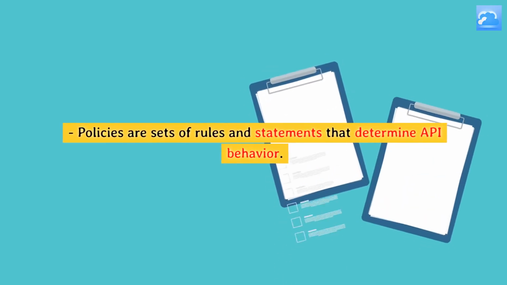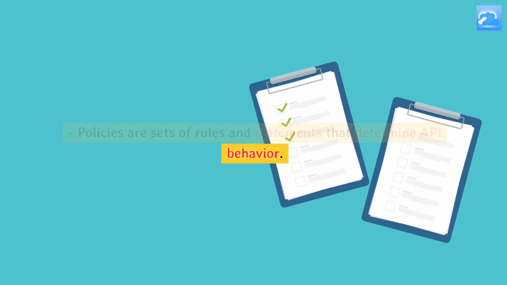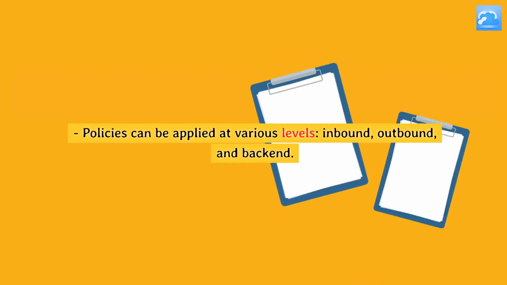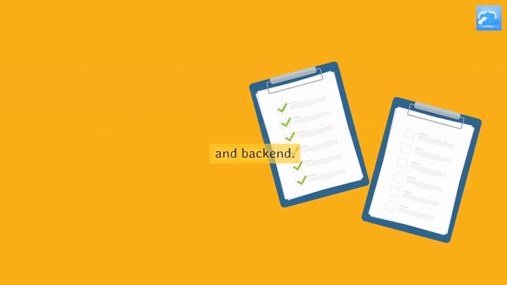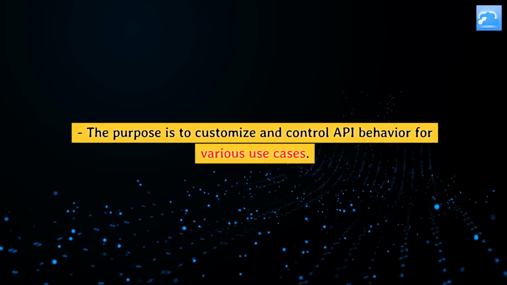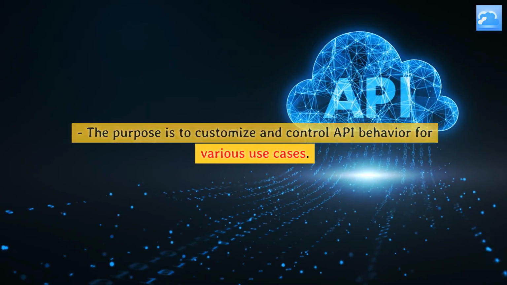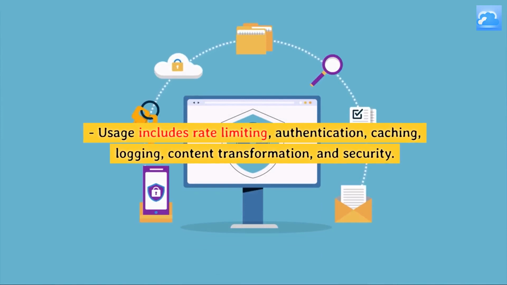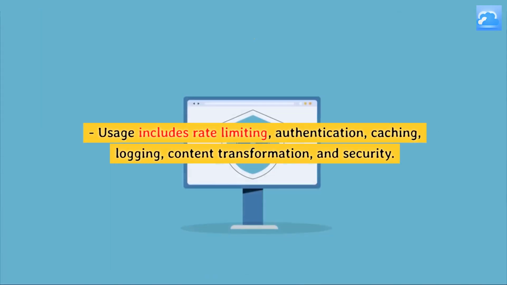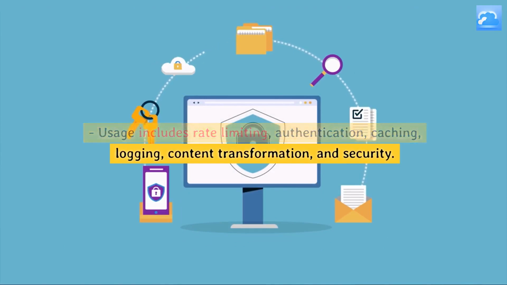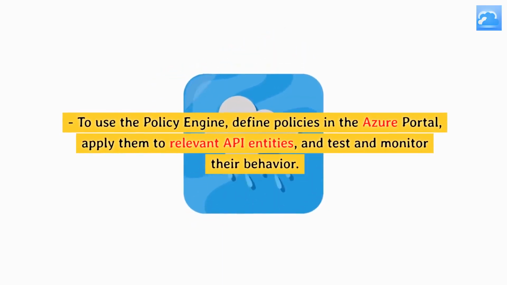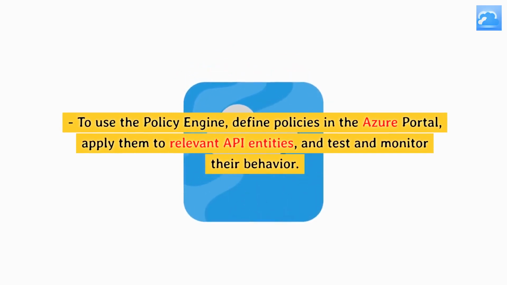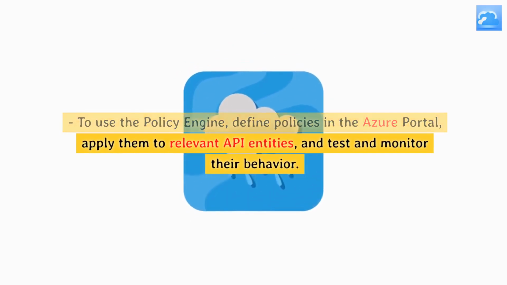Policies are sets of rules and statements that determine API behavior. Policies can be applied at various levels, inbound, outbound, and backend. The purpose is to customize and control API behavior for various use cases. Usage includes rate limiting, authentication, caching, logging, content transformation, and security. To use the policy engine, define policies in the Azure portal, apply them to relevant API entities, and test and monitor their behavior.